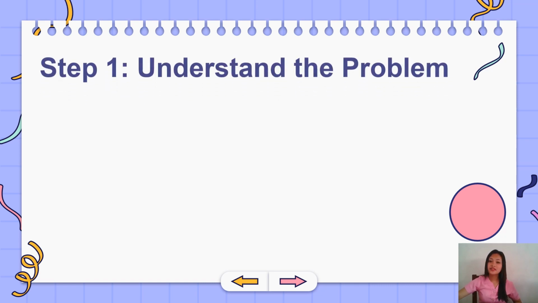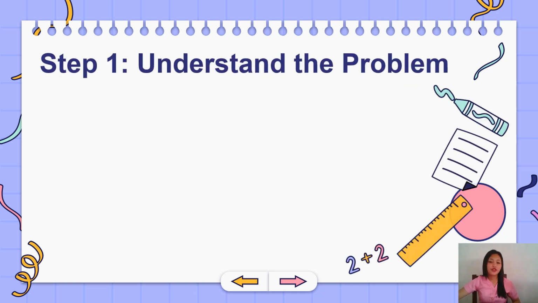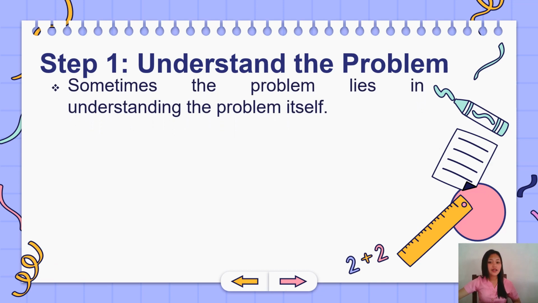So step 1, understand the problem. This is the first step we will do, because we will not perform correctly the problem if we don't understand it. Sometimes, the problem lies in understanding the problem itself. If you are unclear as to what needs to be solved, then you are probably going to get the wrong results.